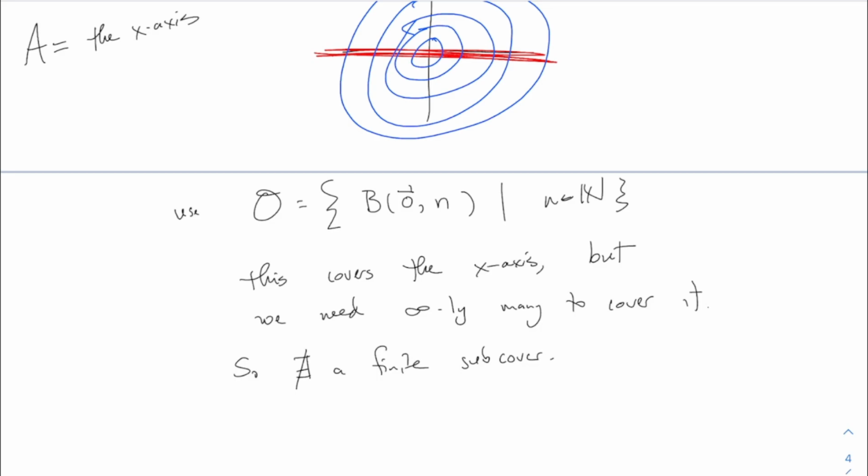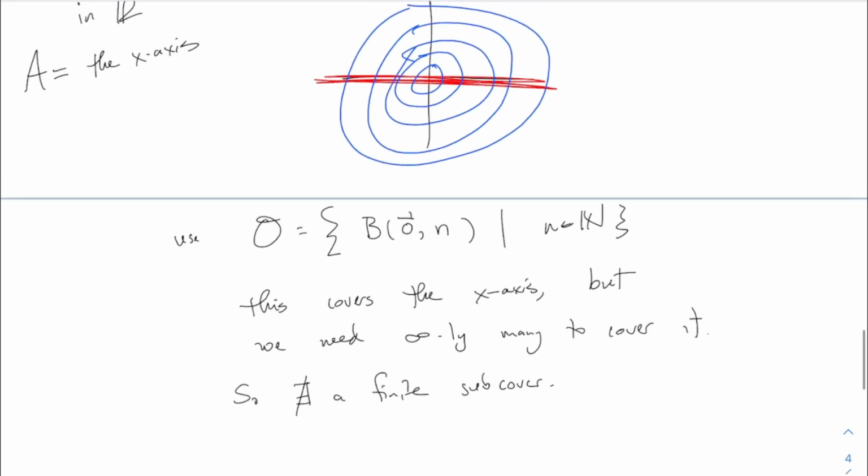Anybody have a different idea? This is using a bunch of balls centered at the origin of increasing radius. I had another idea where you can do it using all kind of the same size balls. Anybody have another idea?